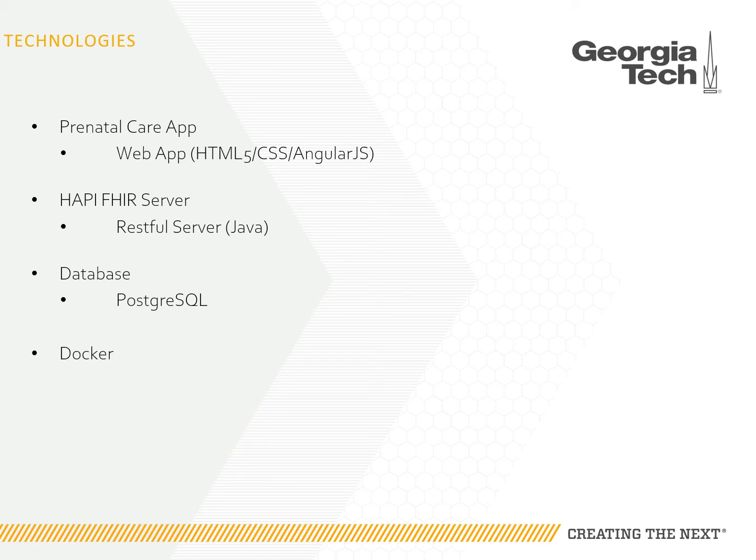As explained in the architecture slide, this prenatal care solution comprises 3 layers. The frontend is a web application built on the AngularJS framework utilizing HTML5 and CSS3. The HAPI FHIR server is built as a Java RESTful API server. The backend database is built on PostgreSQL. We have used Docker for containerization and deployment.